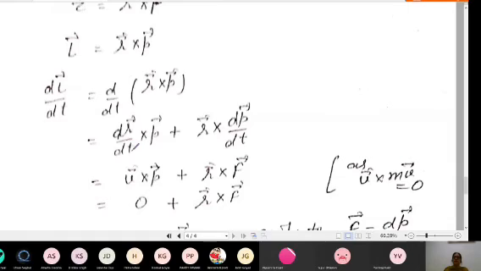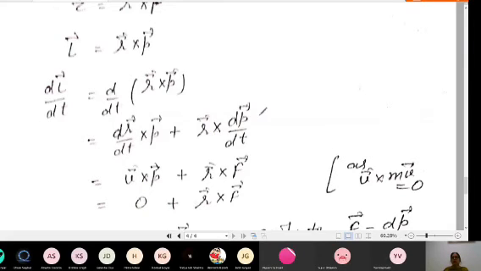dr by dt, the rate of change of the position vector or displacement vector, gives me the velocity: v cross p. But p is what? That is m into v. So it is the cross product of a vector with itself, because you know the cross product a cross b is given by ab sine theta. So theta is 0, and sine 0 is 0. So the cross product of a vector with itself is always 0. That is why this first term, v cross p, becomes equal to 0.